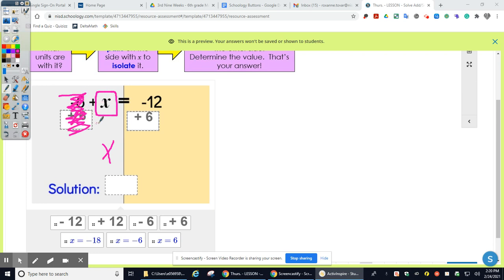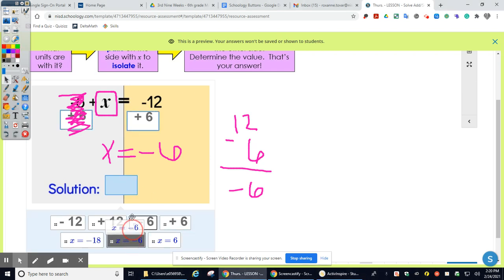X is now all by itself. Remember, the letter always wants to be by itself. And now we have 12 negatives and 6 positives. Okay? So because I have opposite signs, I'm really subtracting. So 12 take away 6 is 6. And because I have more negatives than I do positives, this would be a negative 6. So my solution here is x equals negative 6.